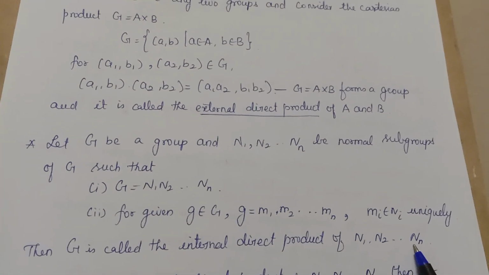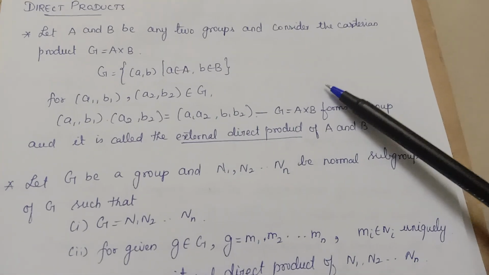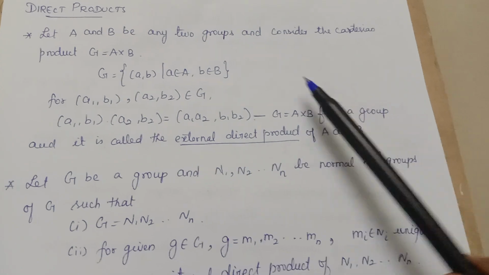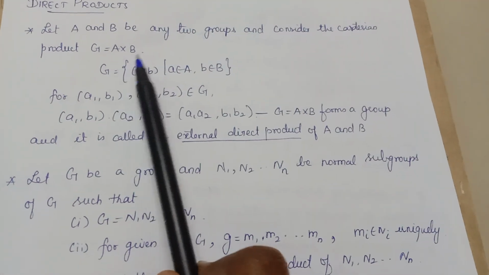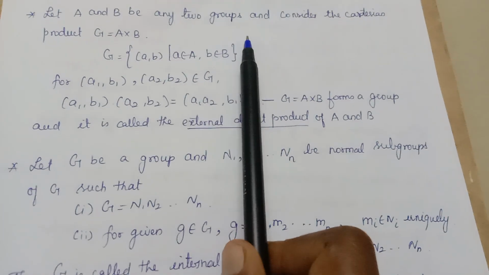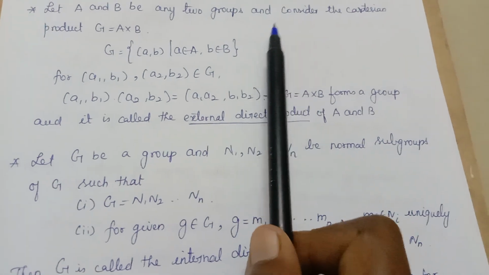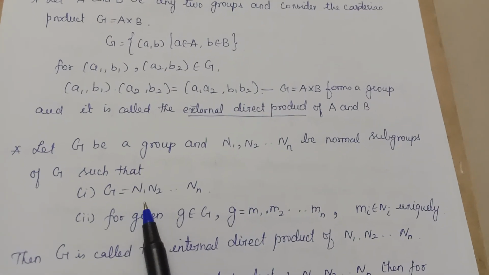If you look at these two definitions, here I have defined the external direct product with a product of only two groups. It need not be restricted to two groups. It may be extended to n groups also, like A1 cross A2 etc. cross An. And here we have defined the internal direct product.